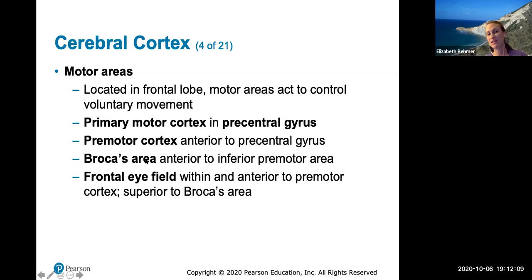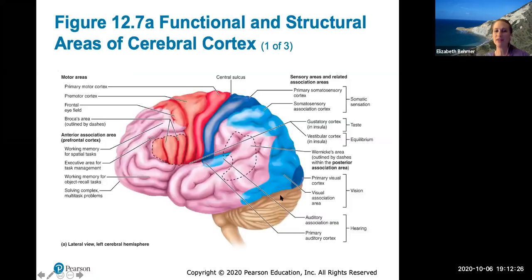The motor areas are located in the frontal lobe. They act to control voluntary movement. And the primary motor cortex is located in our precentral gyrus. The premotor cortex will be anterior to that precentral gyrus. So I just want to talk a little bit about that here.